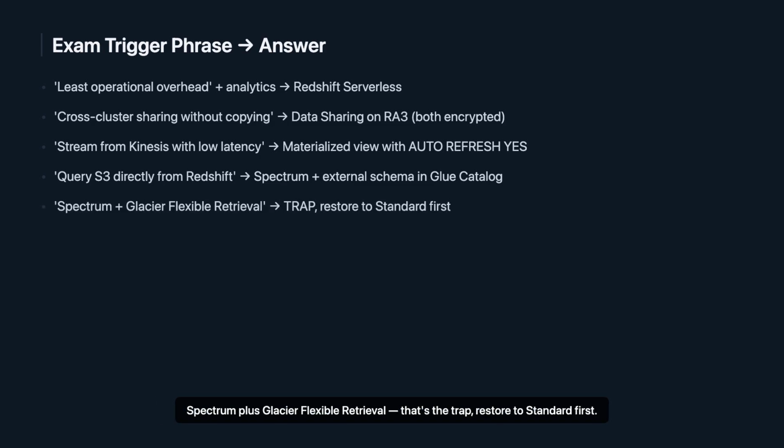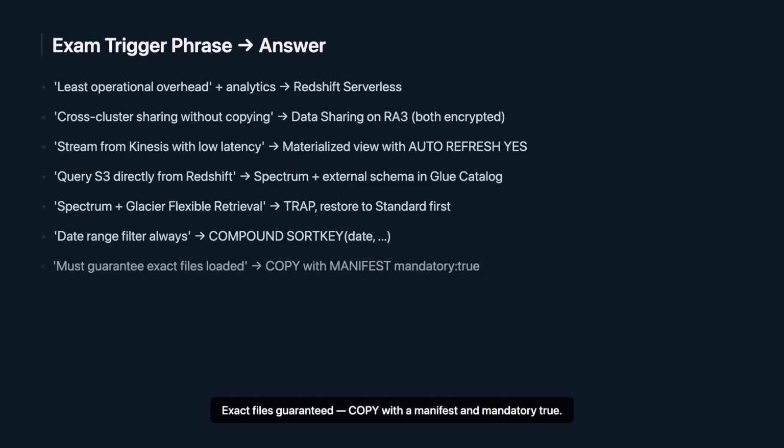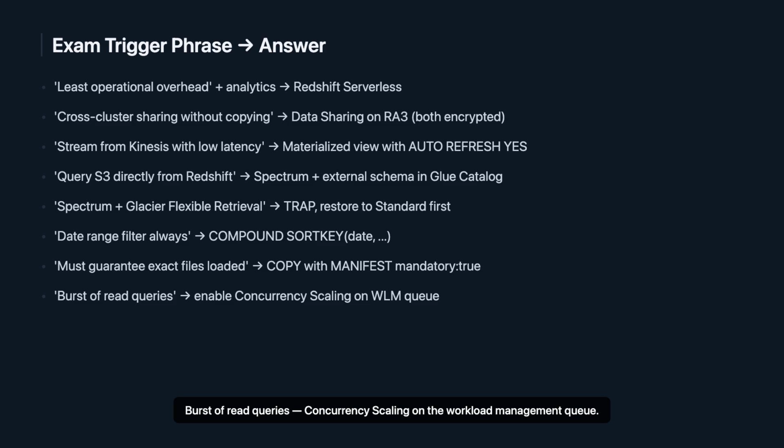Restore to standard first. Date range filter always, compound sort key with date first. Exact files guaranteed: copy with a manifest and mandatory true. Burst of read queries: concurrency scaling on the workload management queue. That's 8 triggers, 8 answers. Match the trigger to the answer and you get the points.